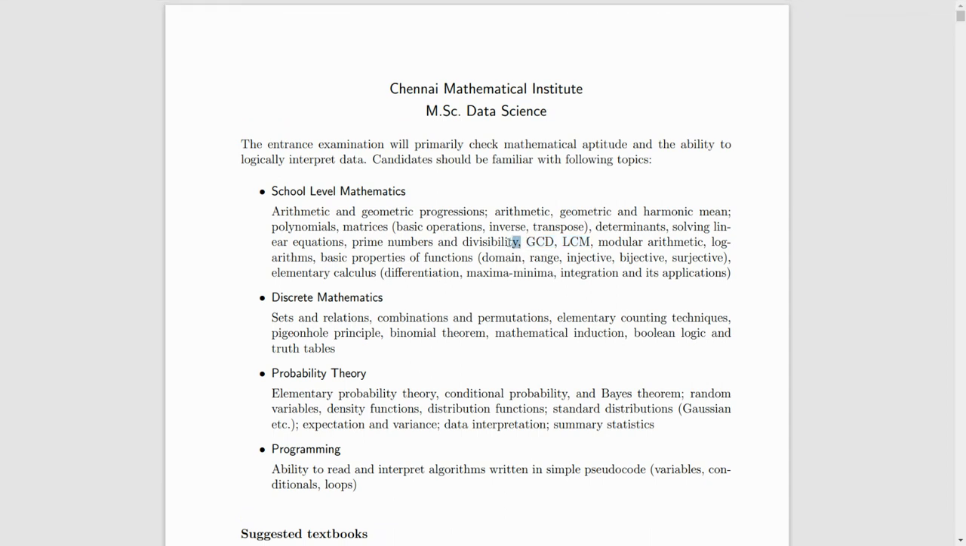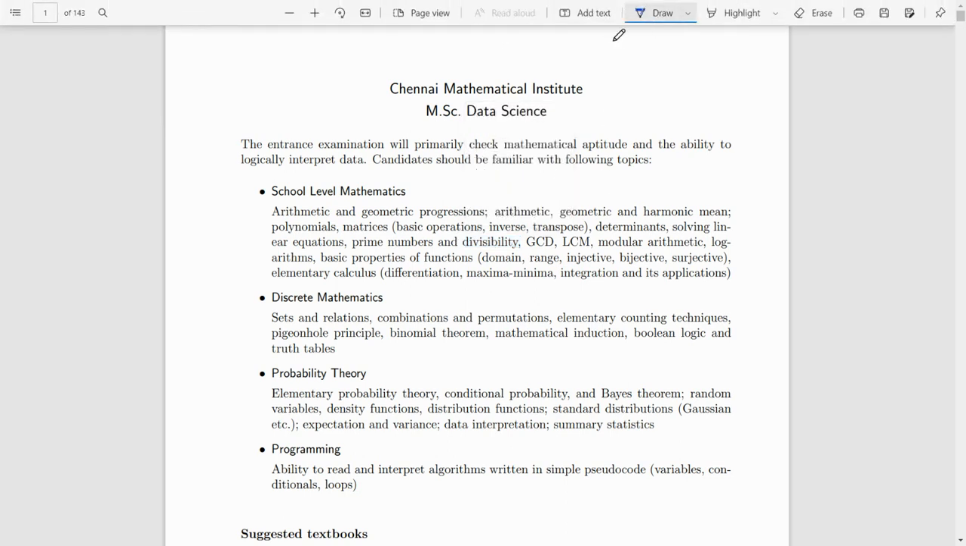So for divisibility, I'll suggest you read some specific type of problems, like those in reasoning. So let's say 2 to the power 50 is divided by 3, then what will be the remainder? These types of questions are there in divisibility problems. So you can see those types of problems. Obviously, we'll start discrete maths after the probability theory.